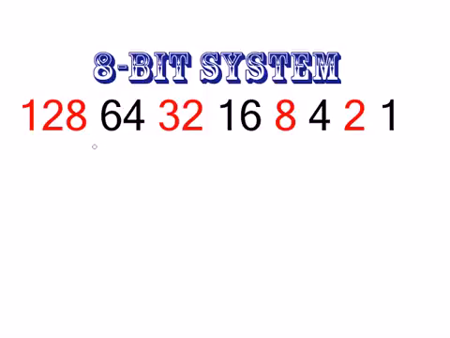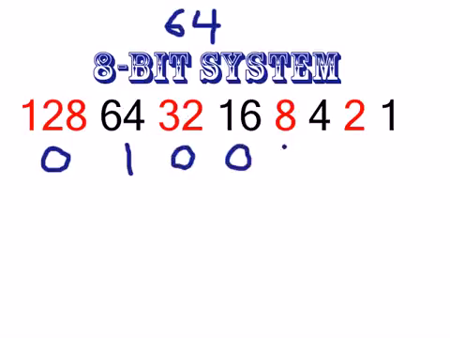So let's do another one. Say you want the number 64. Can 128 go into 64? Nope. Can 64 go into 64? Yup. And there's no need, since we already have it, we just fill in all the rest with zeros right here. So the binary code in an 8-bit system, and remember 8-bit system means there are 8 numbers, is 0, 1, 0, 0, 0, 0, 0, 0, and that means 64.